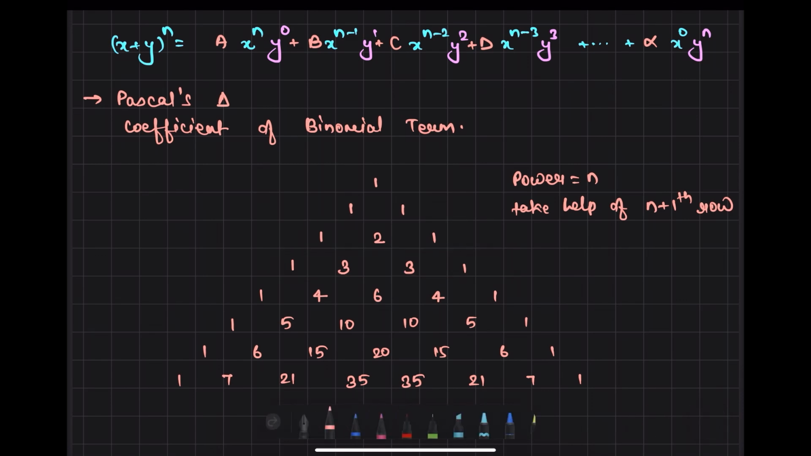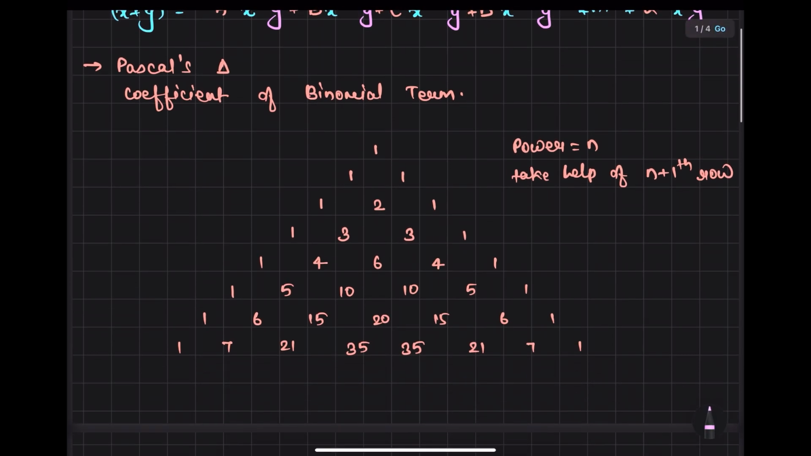Now try to recall your (a plus b) whole square, or here (x plus y) whole square. According to my logic, you will give maximum power to x, that is 2, and minimum power to y, that is 0. Then you reduce the power of x by 1, so 2 becomes 1, and you increase the power of y, so 0 becomes 1.